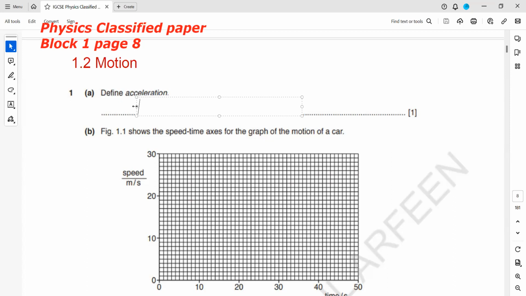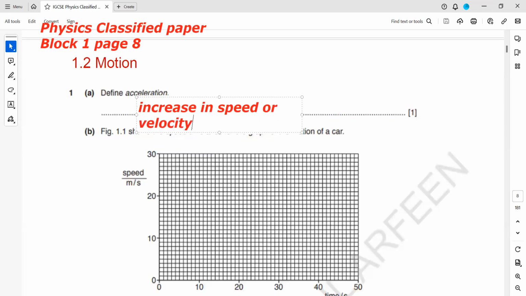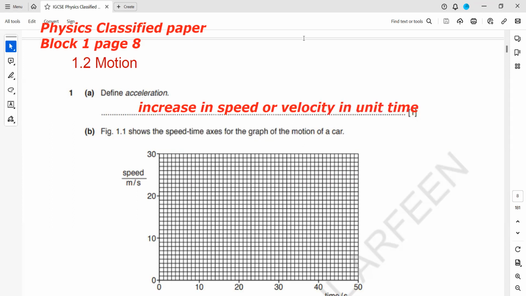Acceleration refers to an increase in speed or velocity. If you remember the last pop quiz, it was defining deceleration, but here it is acceleration. So it is an increase in speed or velocity in unit time. Every second, how much there is an increase in the velocity, that refers to acceleration.